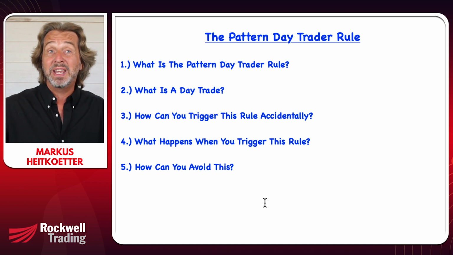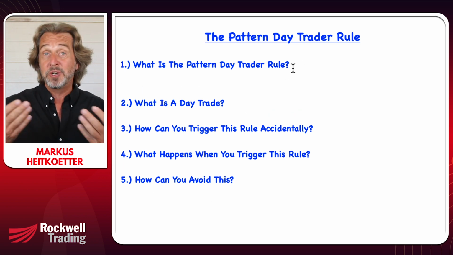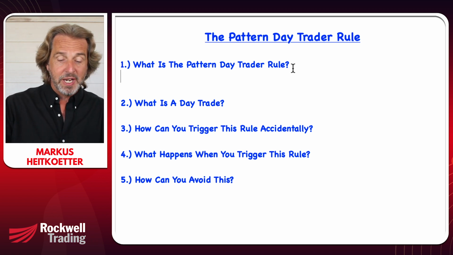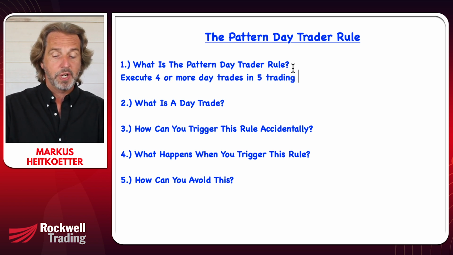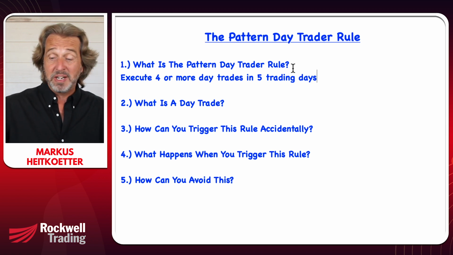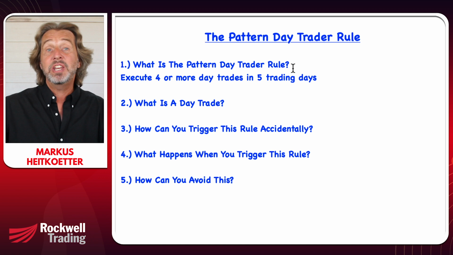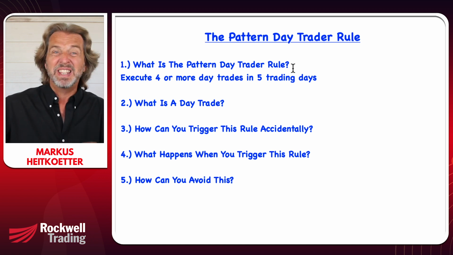So what is the pattern day trader rule? Now, according to FINRA, who set the rule, a pattern day trader is a trader who executes 4 or more day trades in 5 trading days. So if you execute 4 or more day trades in 5 trading days, then you're being flagged as a pattern day trader. And again, this is not a good thing. But let's talk about it.